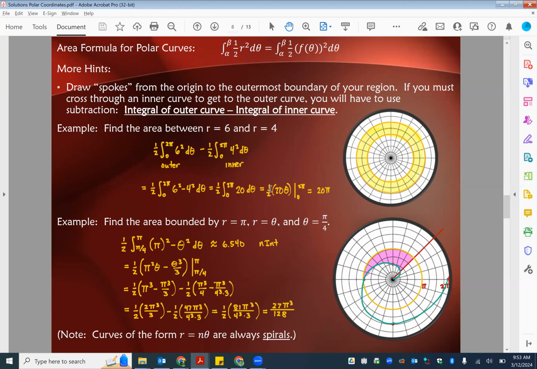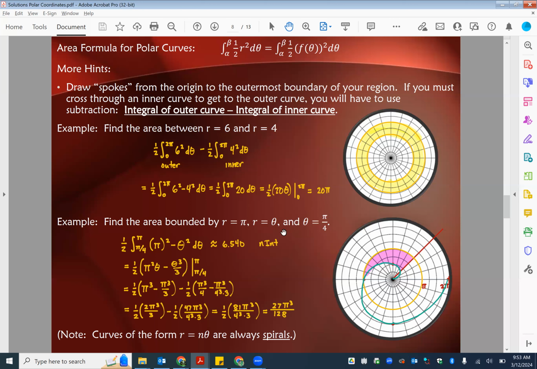Like I said, that's a pretty simple one. You can see my work here. Try it on your own if you like. It should also match up with geometry techniques that you know from back in geometry. All right, so it's integral of outer minus inner if there happens to be an outer and an inner curve.